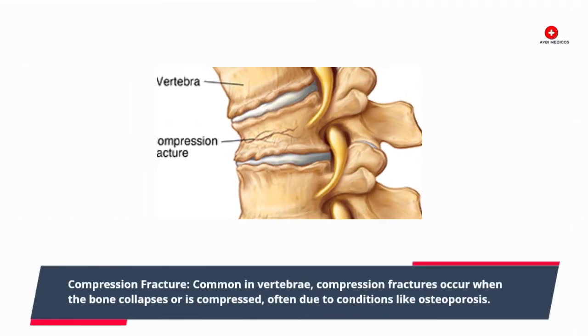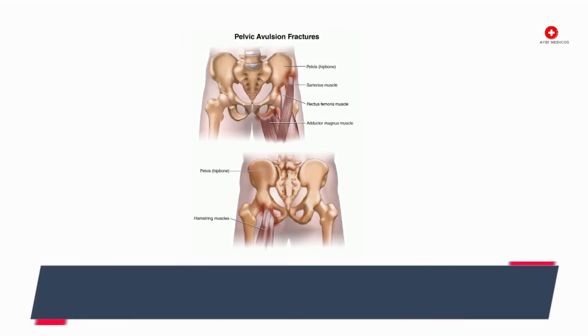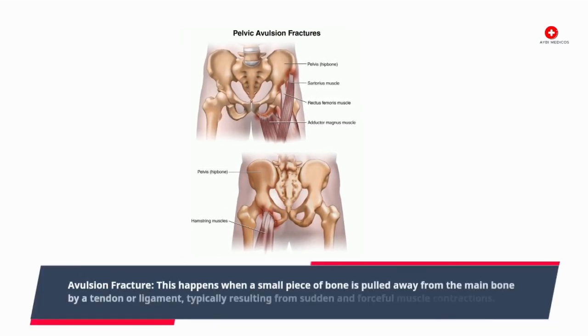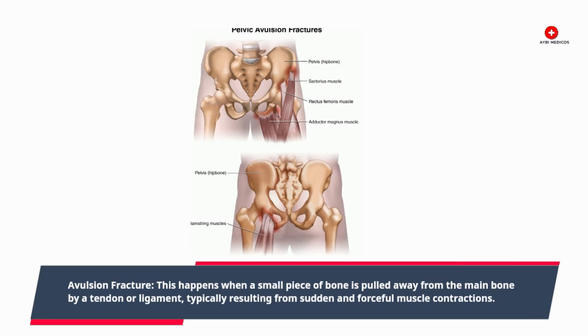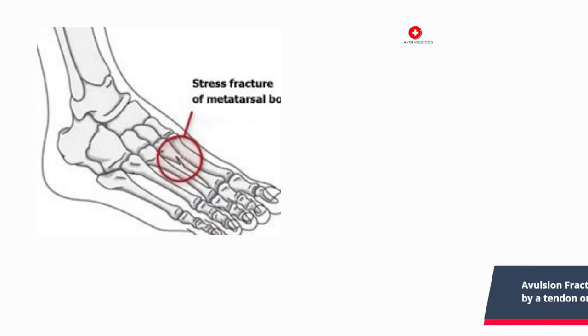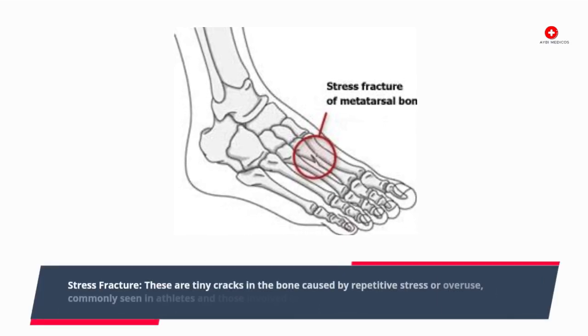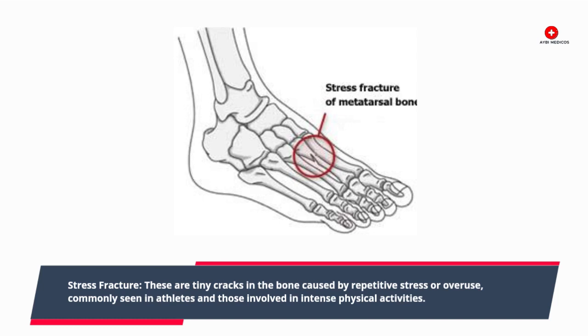Compression fracture. Common in vertebrae, compression fractures occur when the bone collapses or is compressed, often due to conditions like osteoporosis. Avulsion fracture. This happens when a small piece of bone is pulled away from the main bone by a tendon or ligament, typically resulting from sudden and forceful muscle contractions.